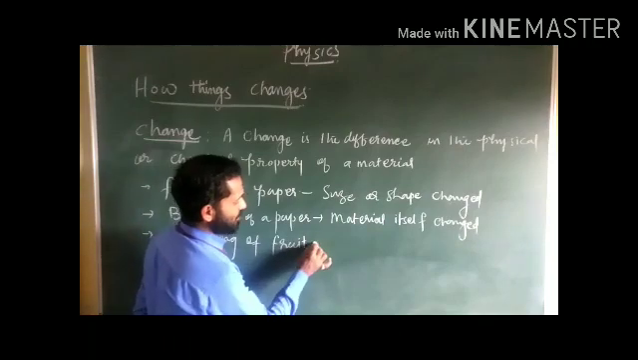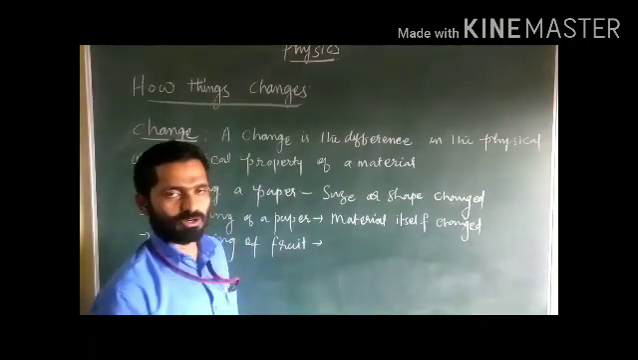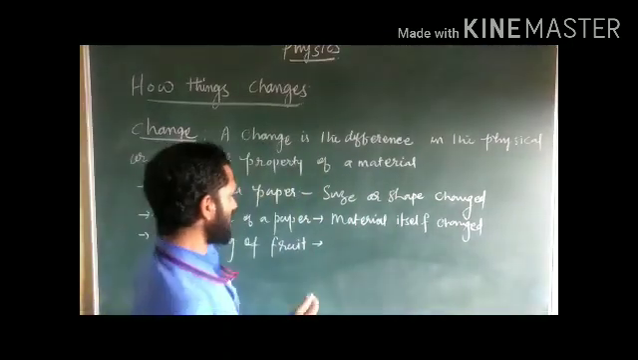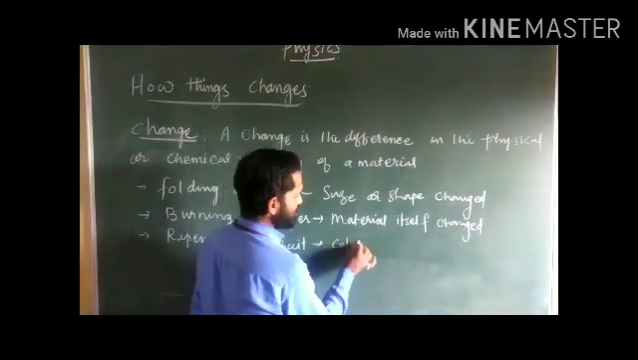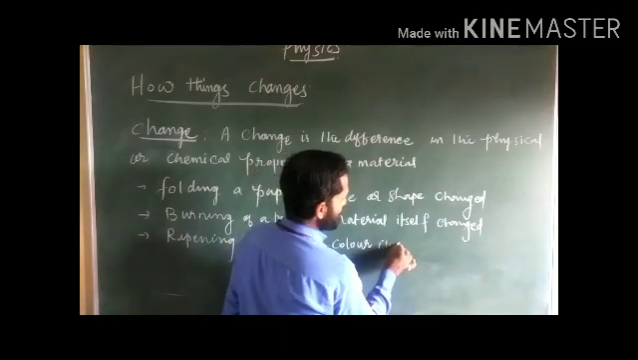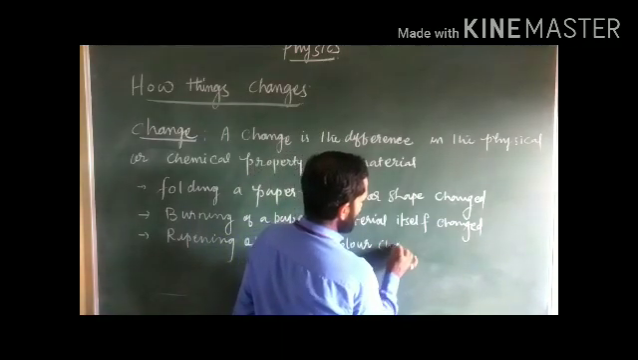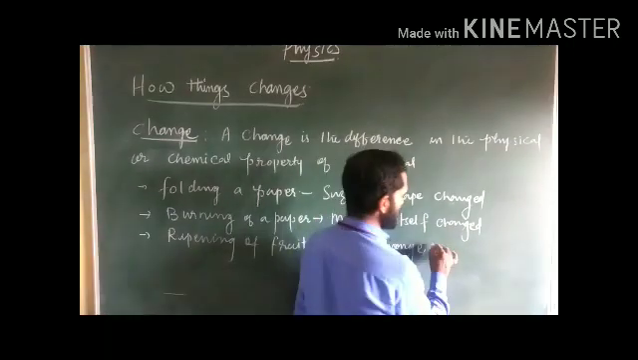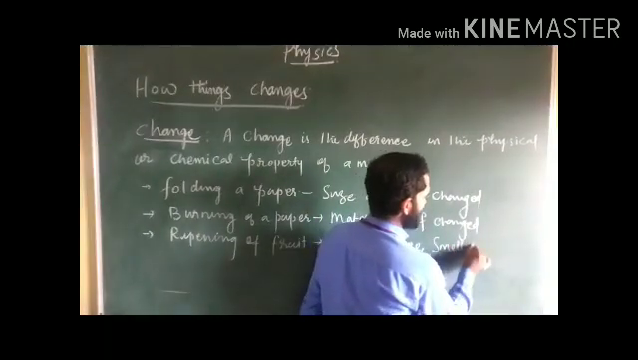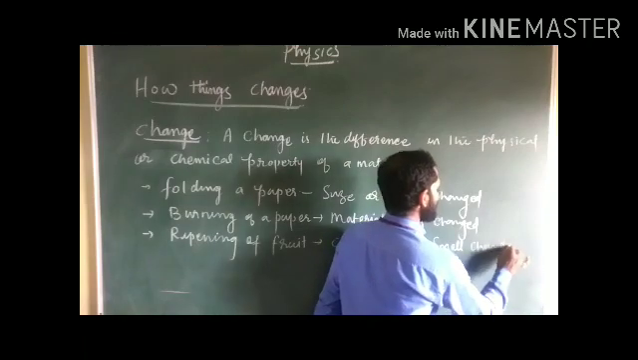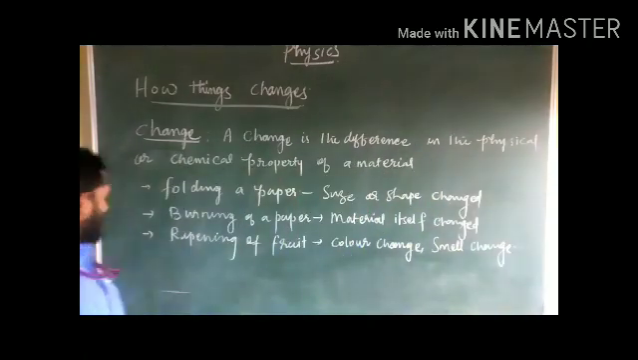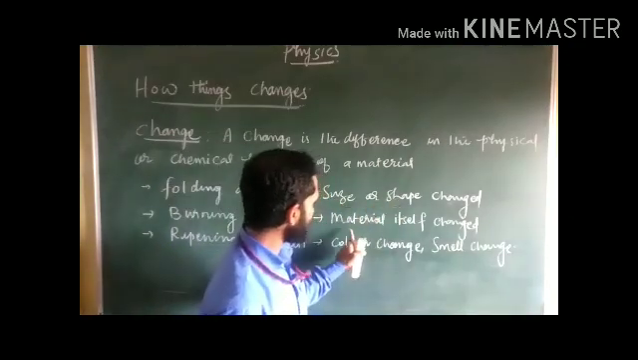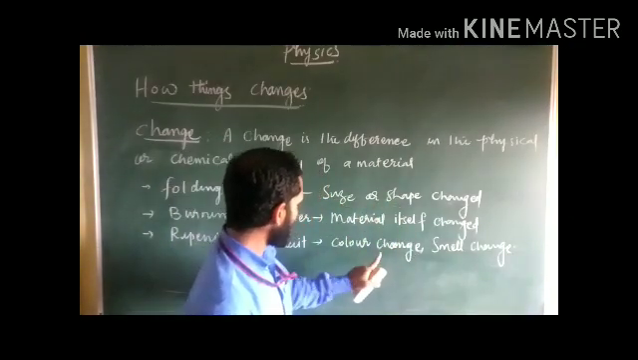Ripening of fruit means after maturing, the fruit will be ripened. In that case, what changes will come? Sometimes the color will change, and sometimes there will be a smell change also. Okay. So see, students, we have taken size and shape change, material itself change, and color change.